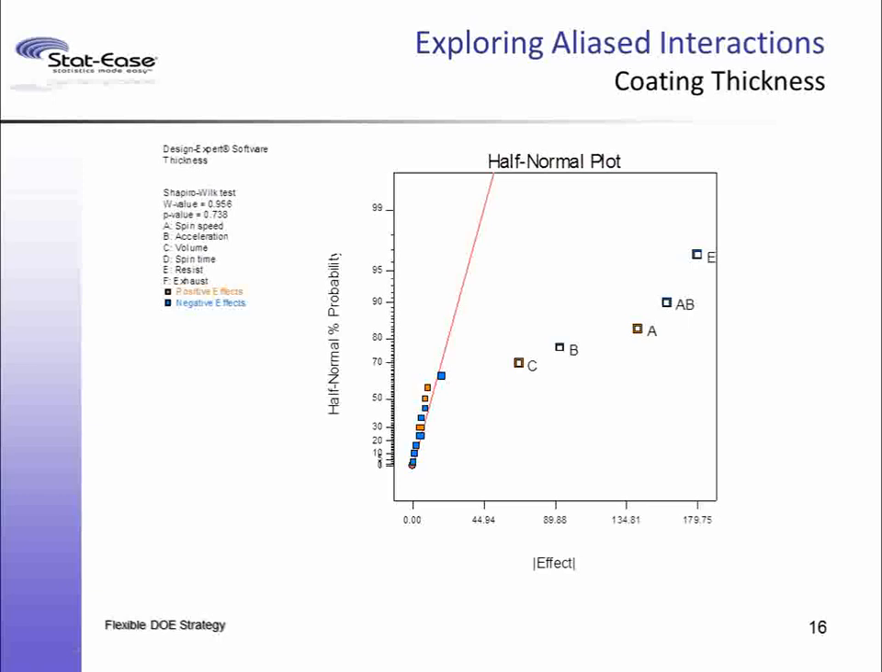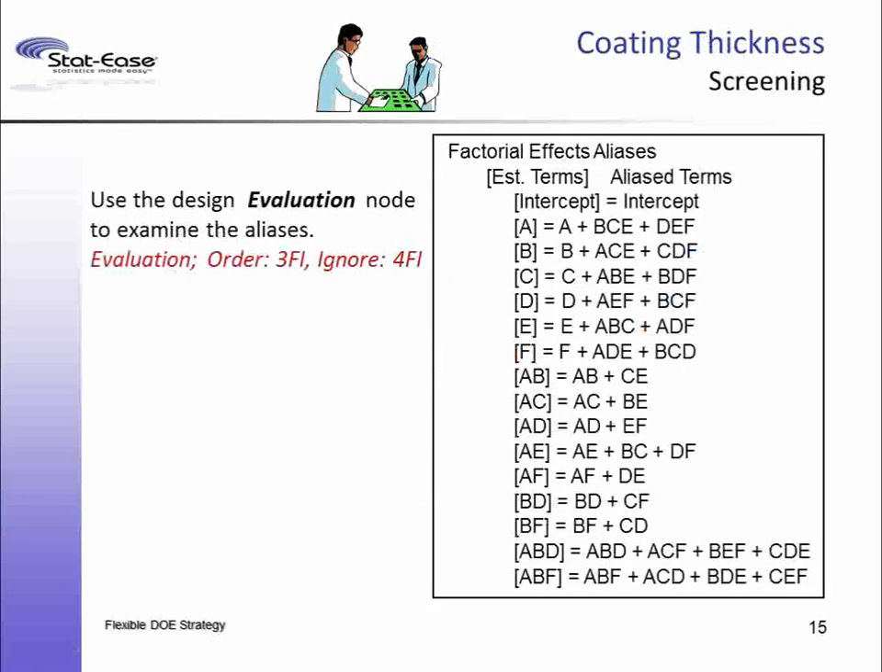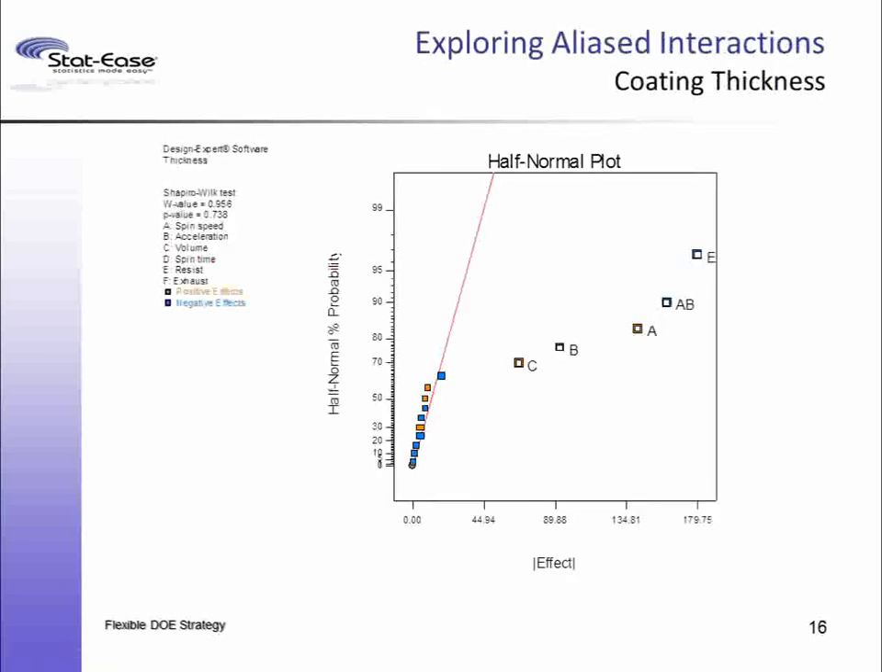Let's go back and see what AB was aliased with. So looking back at the alias structure, I can see that AB is aliased with CE. So does that cause us a problem here? Well, let's see. I have the parent terms A, B in the model. I also have the parent terms C and E in the model. So is this really the A-B interaction, or is it the C-E interaction, or is it both?